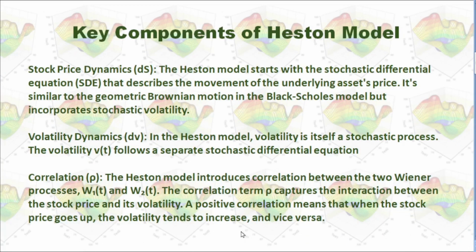Let's take a look at the three key components of a Heston model. First, the Heston model starts with the stochastic differential equation that describes the movement of the underlying asset's price. It's similar to the geometric Brownian motion in the Black Scholes model, but incorporates stochastic volatility.